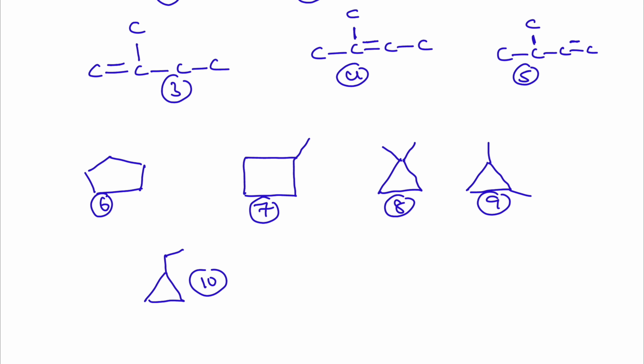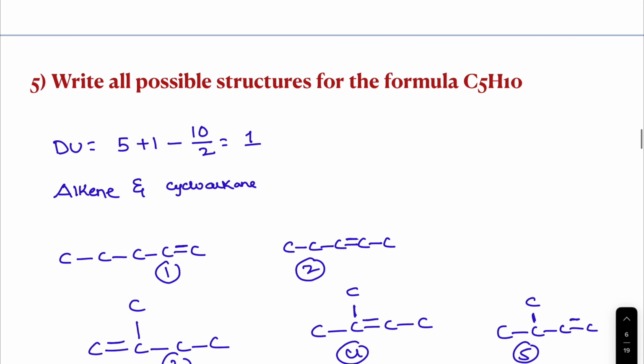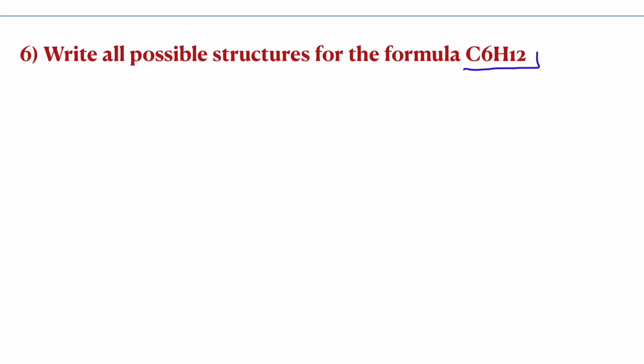So these are the total isomers of C5H10. Here the formula given is C6H12. Pattern is the same. Finding the degree of unsaturation, number of carbon atoms plus 1 minus hydrogen atoms divided by 2, degree of unsaturation is 1.